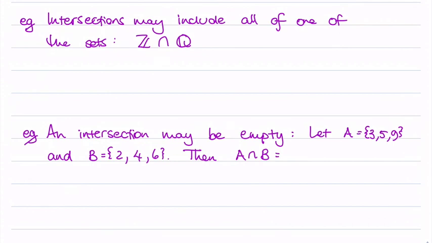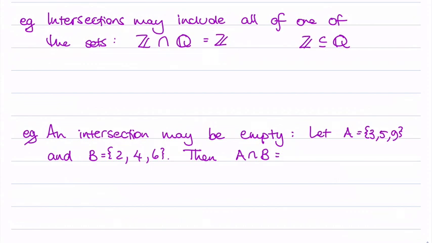A couple of points to ponder. So intersections may include all of one of the sets. For example, if we look at the intersection of the integers and the rational numbers, then this is going to be all of the integers. And this is because the integers are contained in the rational numbers.